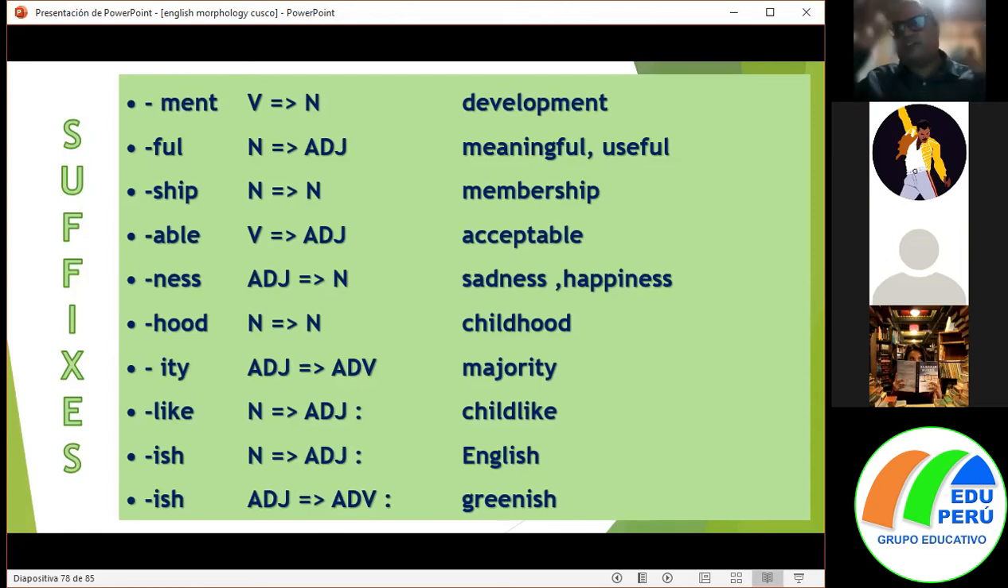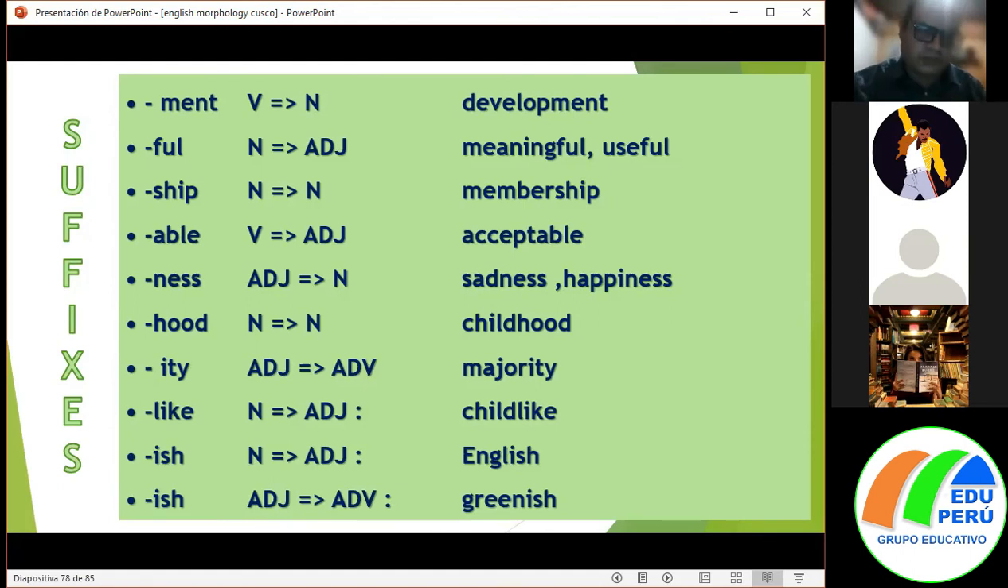So notice we have a lot. Now we have more suffixes. This is just an example. Notice that this is very important because with these kinds of suffixes, we can deduce the type of word. -ment, remember, we usually use to make nouns.